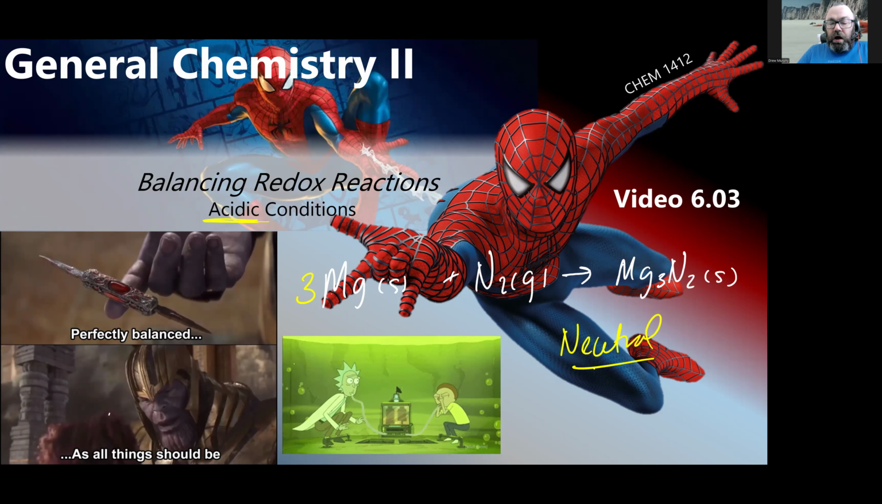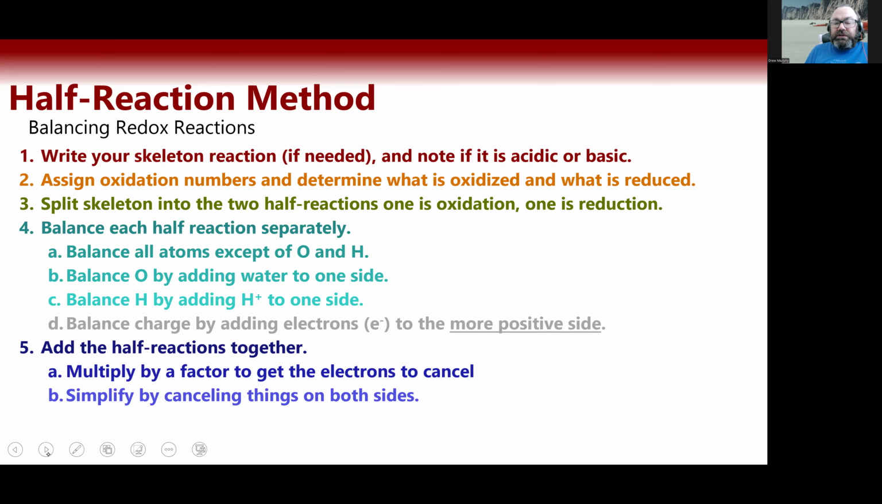Okay. What we're going to do is the half reaction method. This will work for any redox reaction, whether you can do it by inspection or not. These are the steps we're going to go through. It sounds complicated, but it's really not too bad. We're going to write your skeleton equation and make a note if it's acidic or basic, because this is going to be key. We're going to focus on acidic in this one. The next video, I'll do a basic example for you.